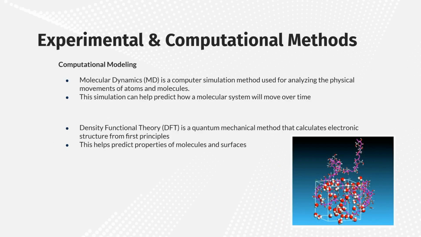Another method that can be used would be a computational simulation, such as molecular dynamics, which is used to study the motion of atoms and molecules over time. This can be used to study crystal structures, material defects, and mechanical properties at the atomic level. Another method is density functional theory, which is a quantum mechanical approach that calculates electronic structures from first principles. This can help design new molecules or surfaces with tailored properties.